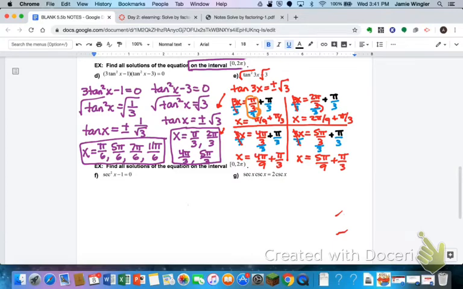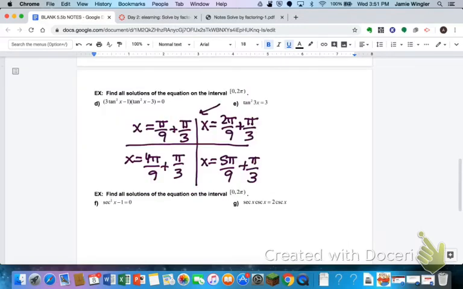So I got to go back up here, and I have to realize that this is one of my solutions, this is one of my solutions, so is this, and so is this. But that's not all of my solutions. I have to add pi over 3 to each one of those. So what I'm going to have to do is make a list of all of my answers. I had to erase and give myself some more room here, but this is where we left off.